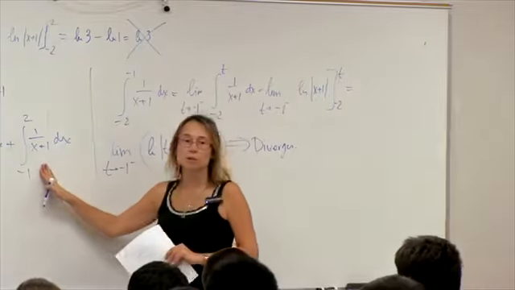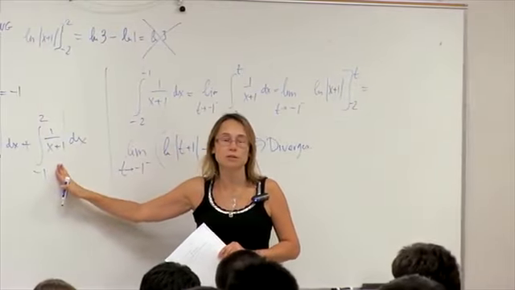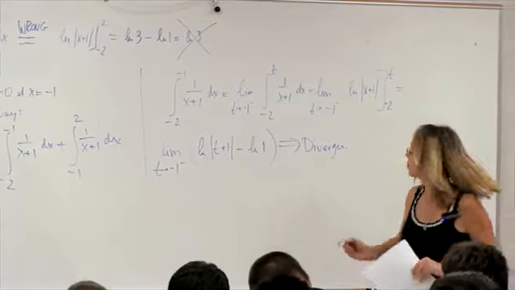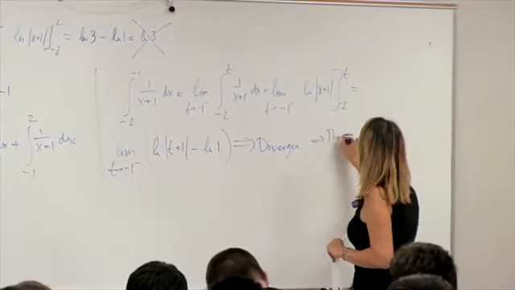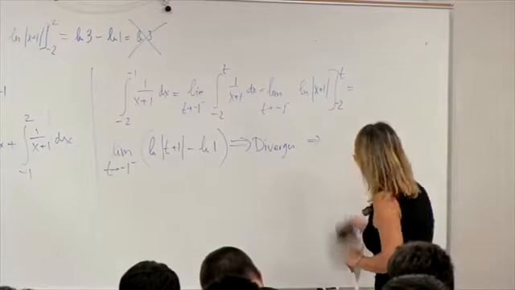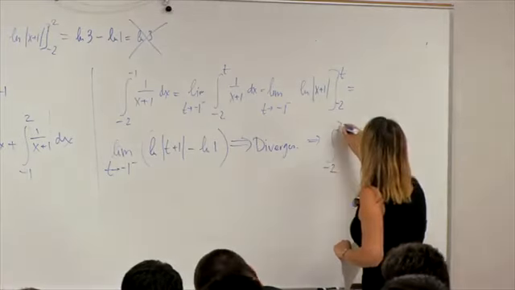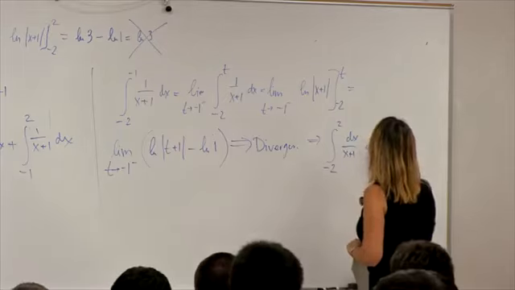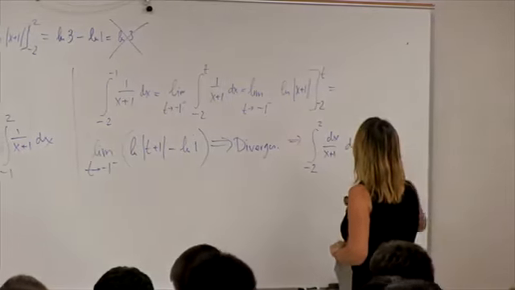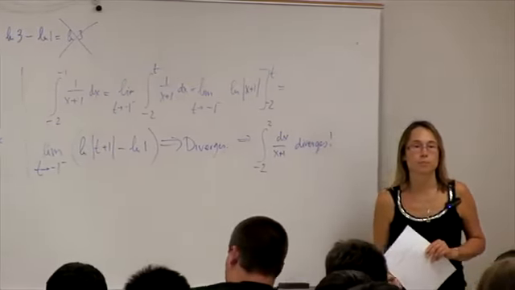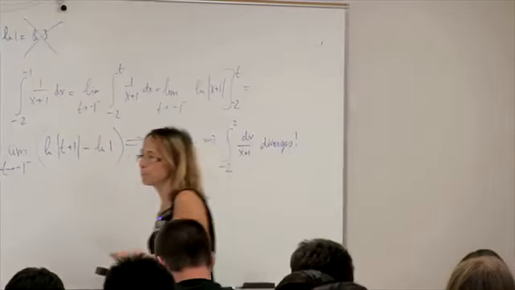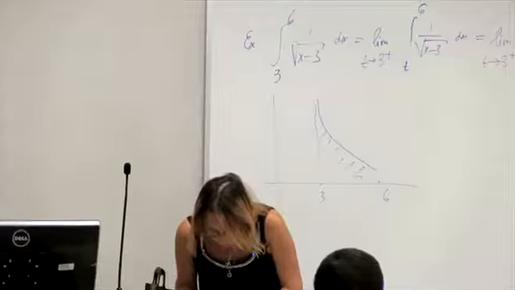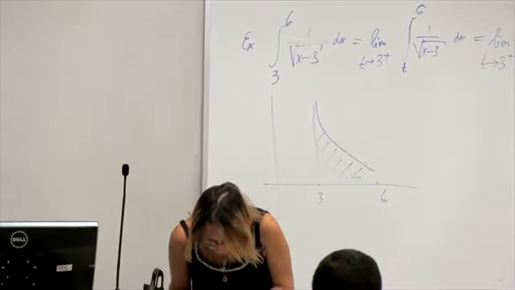And I don't have to worry about the second part of this integral, because I already know that the original integral diverges. There's nothing we can do. So we can say that the integral from -2 to 2 of dx over x plus 1 diverges. Questions? Okay. Next example.